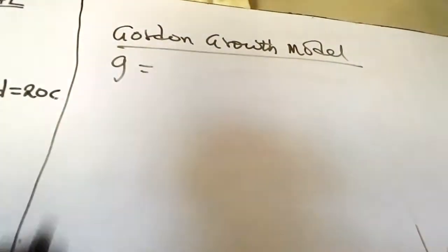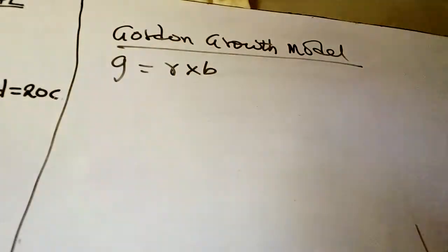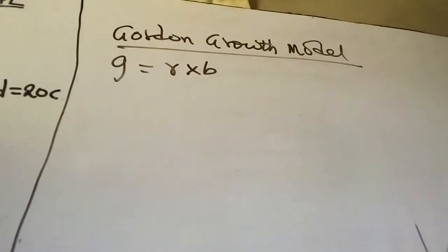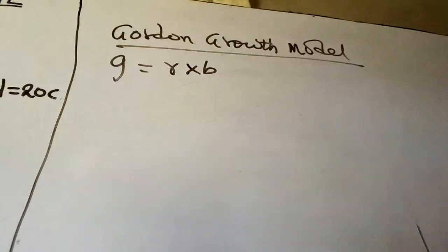Gordon growth model. According to Gordon, the growth rate is R times B. What does G stand for?